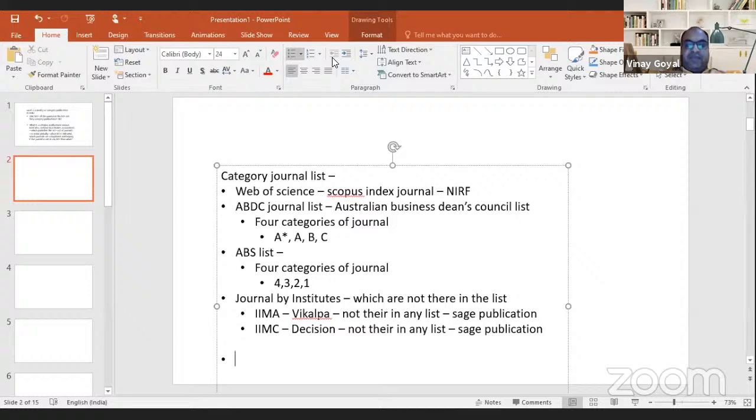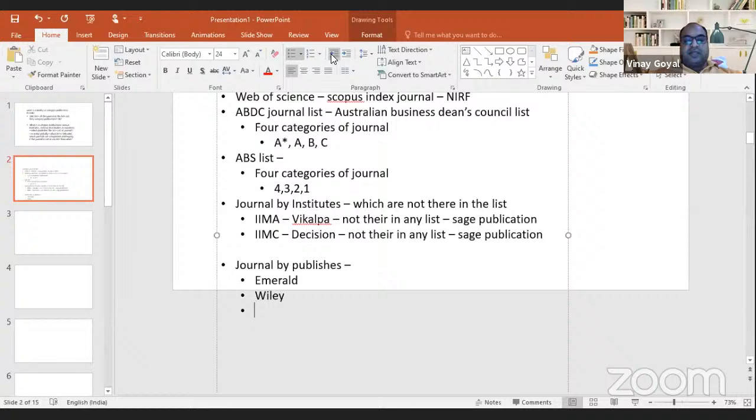Then we have journal by publishers. There are various top publishers, like there is Emerald Publishers, there is Wiley Publisher, right? There is another, Wiley Blackwell. There is Wiley Blackwell Publisher.